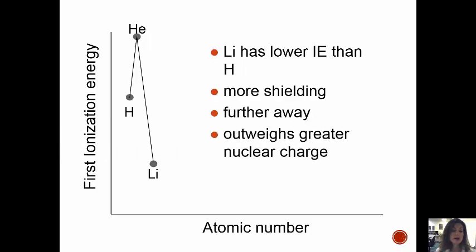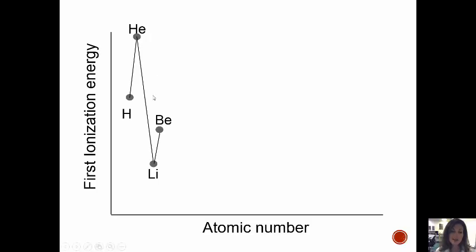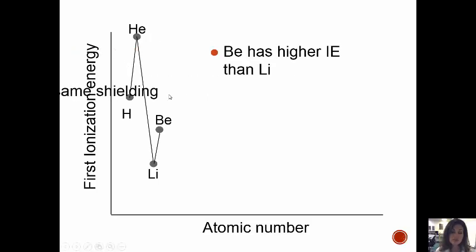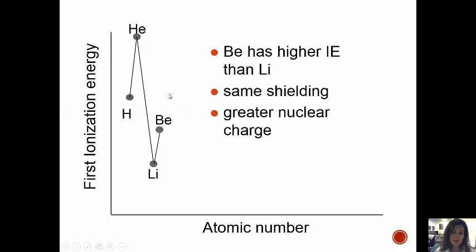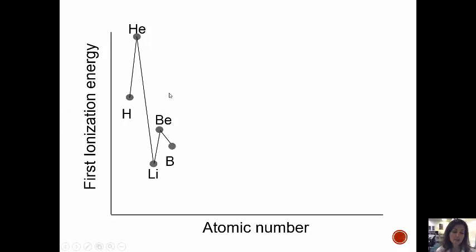And that outweighs the greater nuclear charge. So even though it now has 3 protons, because the atomic number of lithium is 3, it's now got some shielding, and that outweighs the increase in nuclear charge. But beryllium, same amount of shielding, has greater nuclear charge though, so you see an increase in the first ionization energy.